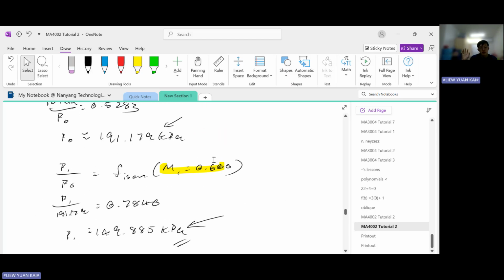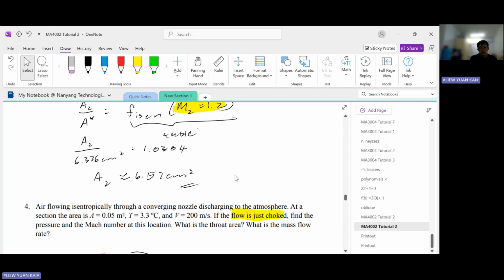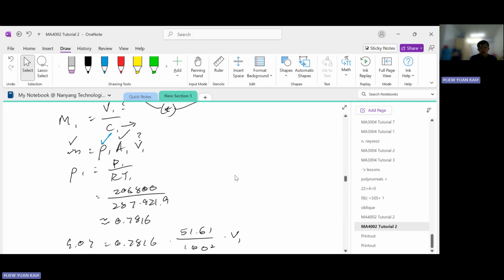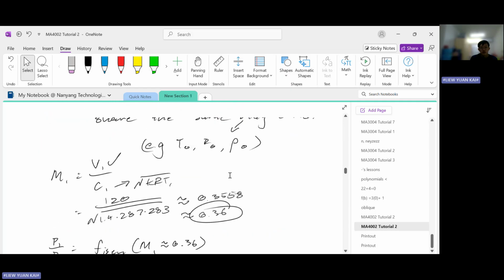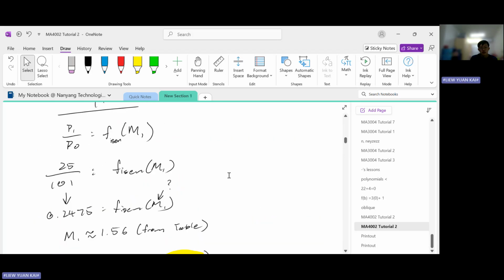So that's basically how you do tutorial 2 using the tables. In the previous videos, I showed you how to do it using the flow function formulas. But in this one, I showed you how to use the tables.